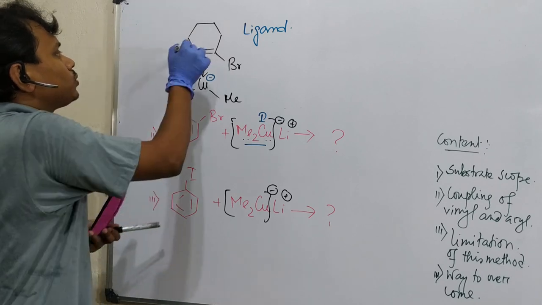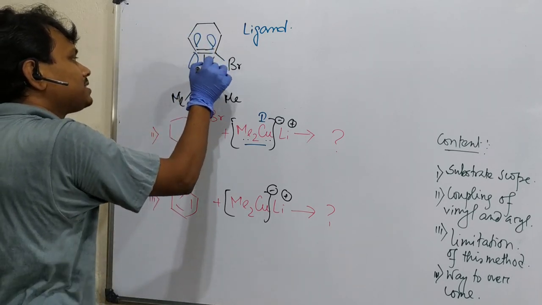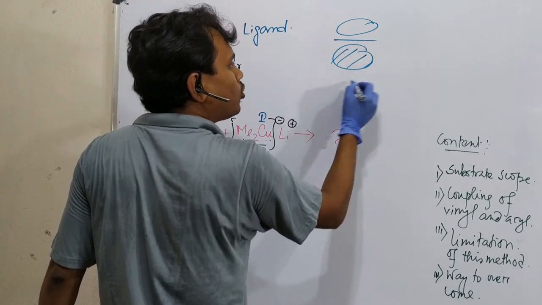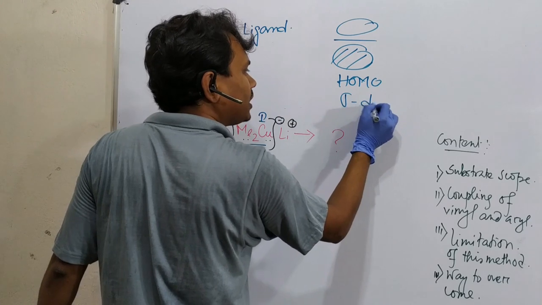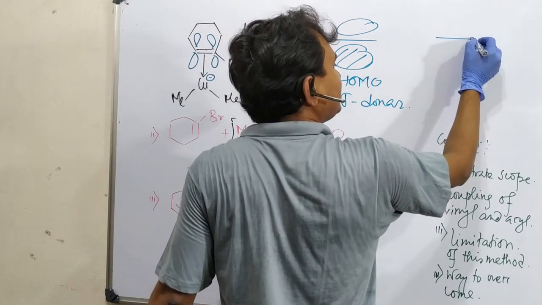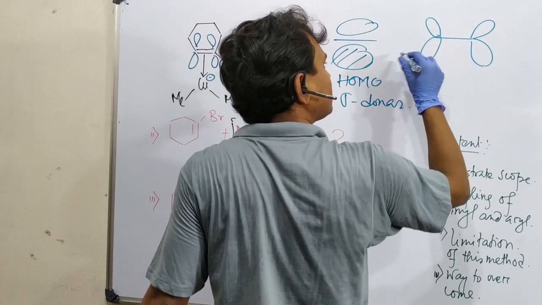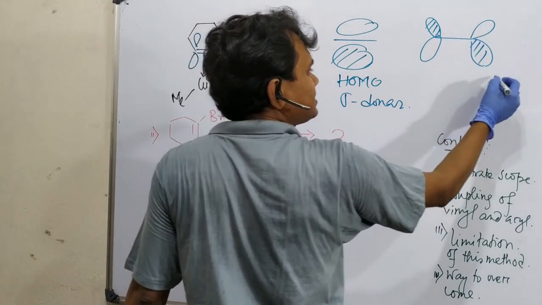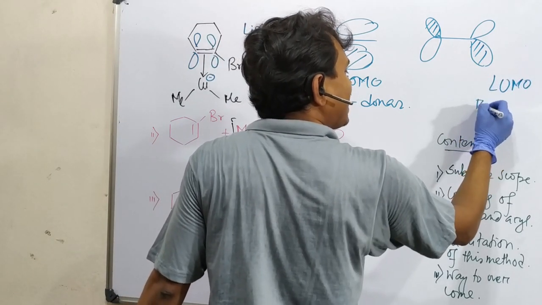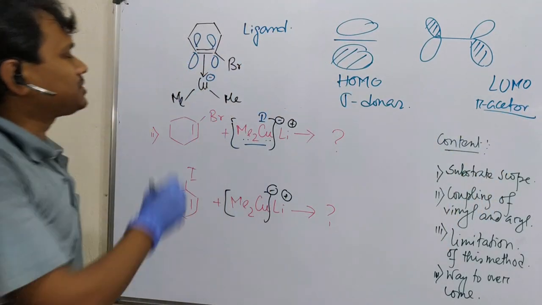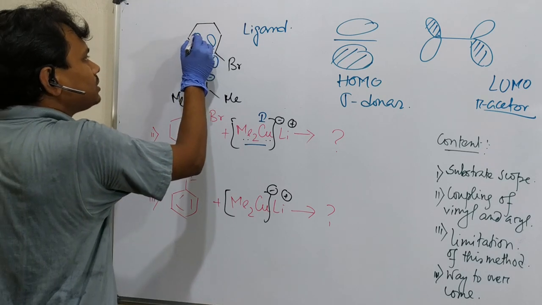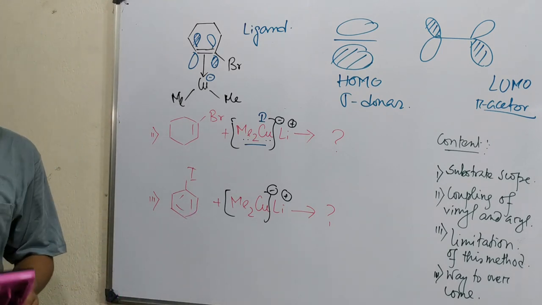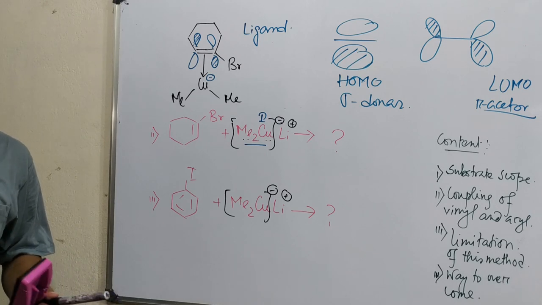And what do we know? This alkene can act as a pi acceptor, because if you look at the alkene, this is the HOMO of the alkene. It can act as a sigma donor, and the LUMO looks like this. This is the LUMO. This is the pi acceptor, and this factor will be utilized here. So what is happening? We know that metals like copper have filled d orbitals, because the d orbital is completely filled.